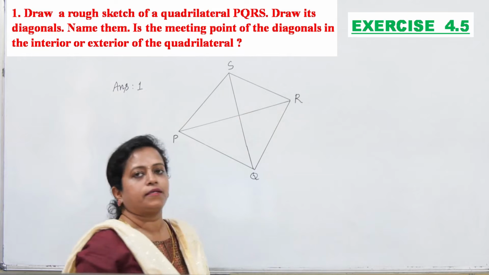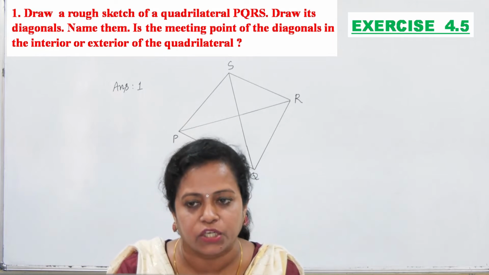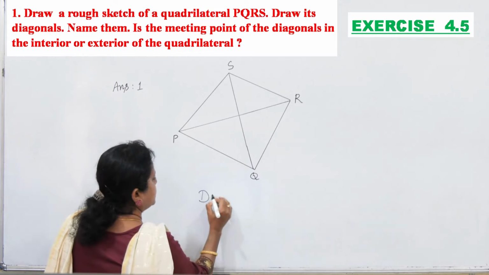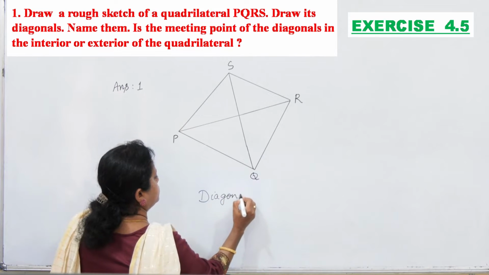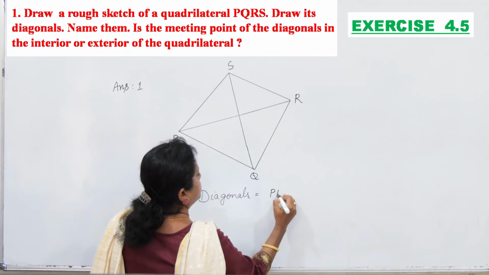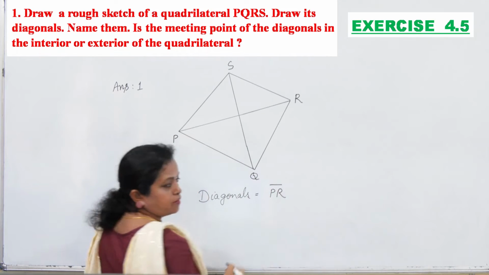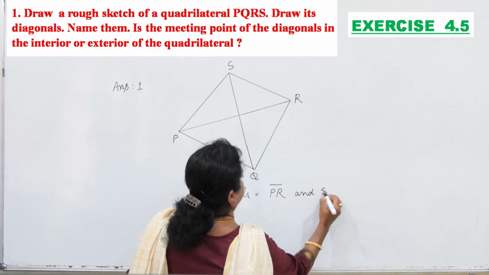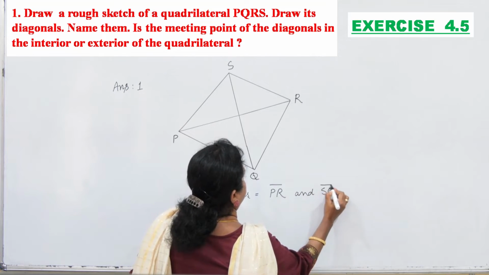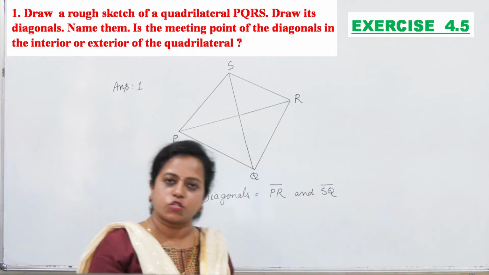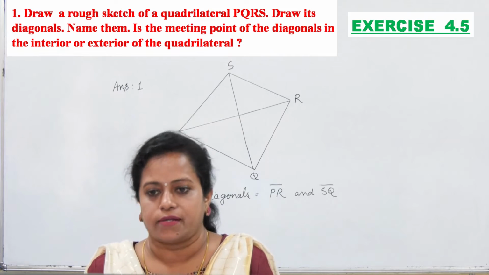So I have made the diagonals of the quadrilateral PQRS. Name them. So which are the diagonals? The diagonals are PR, and because it's a line segment, this is the symbol, and SQ. PR and SQ are the diagonals of the quadrilateral PQRS.